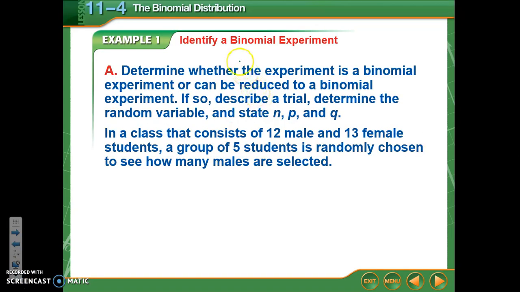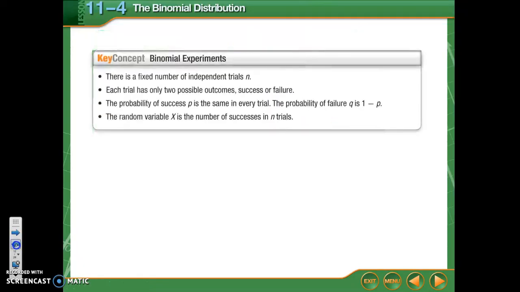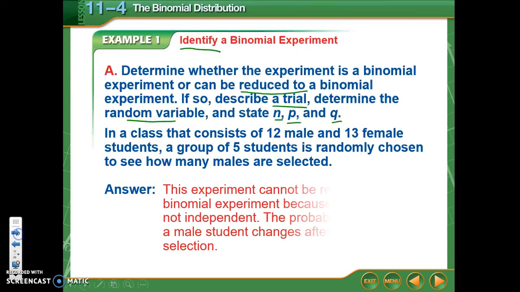Let's take a look at this example. We're going to learn to identify a binomial experiment. So here we're going to determine if the experiment is a binomial experiment or if we could make it a binomial experiment. That's what it means by reduced to a binomial experiment. If we can, we're going to describe what one trial would look like, figure out the random variable, and state n, p, and q. Remember that n, p, and q are coming from this here. n is the number of trials, p is the probability of success, q is the probability of failure.